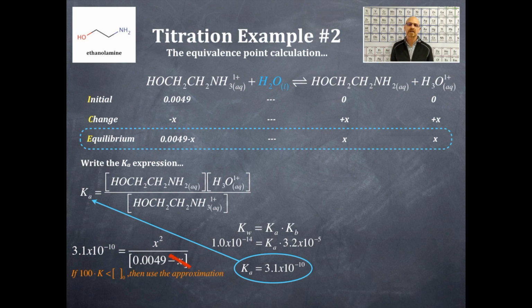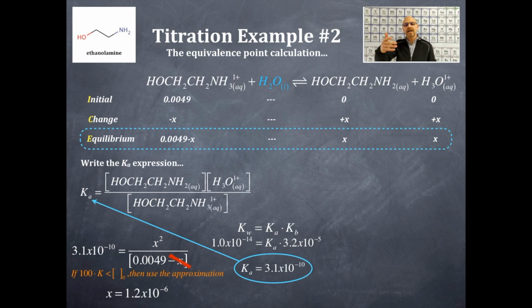Okay, now I need to solve for x. Solving for x is going to be very simple. That's 3.1 times 10 to the negative 10 times 0.0049. Take the square root of that. That will be equal to x. X is equal to 1.2 times 10 to the negative 6.